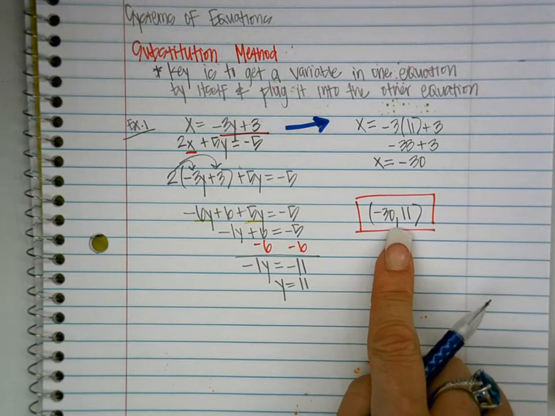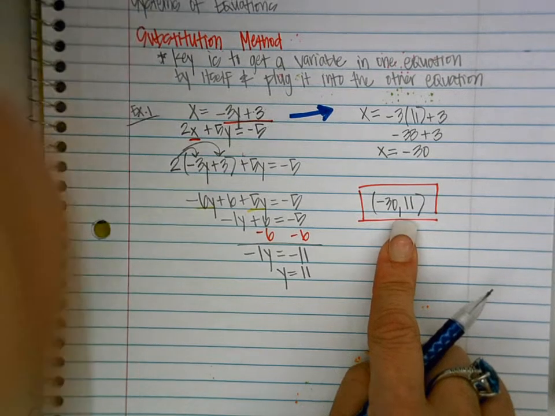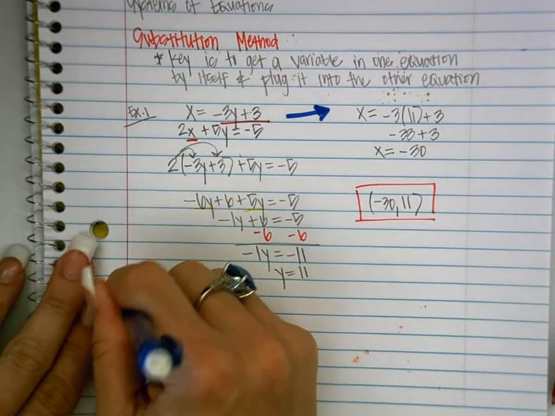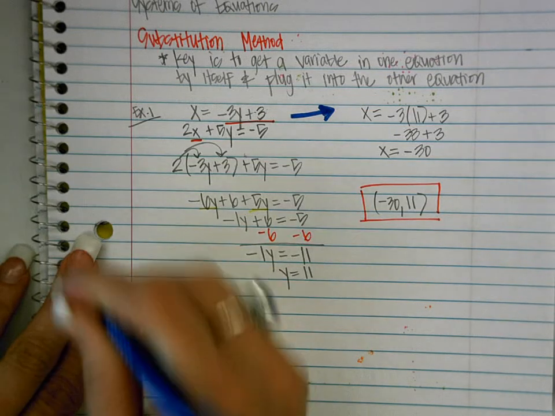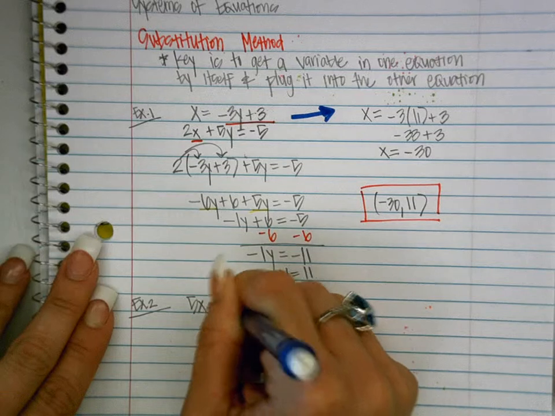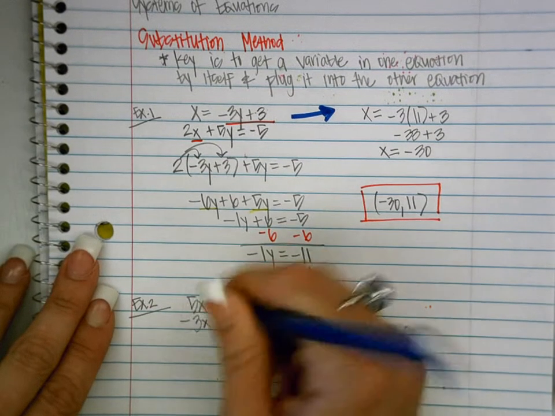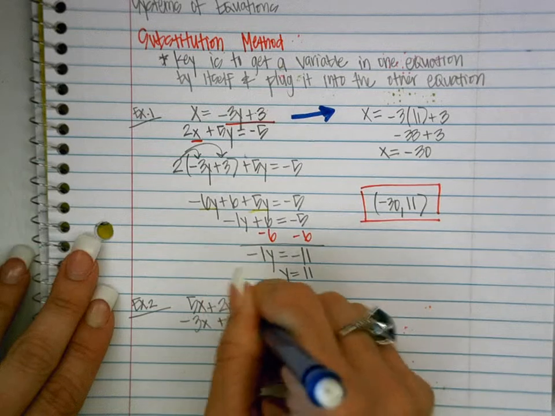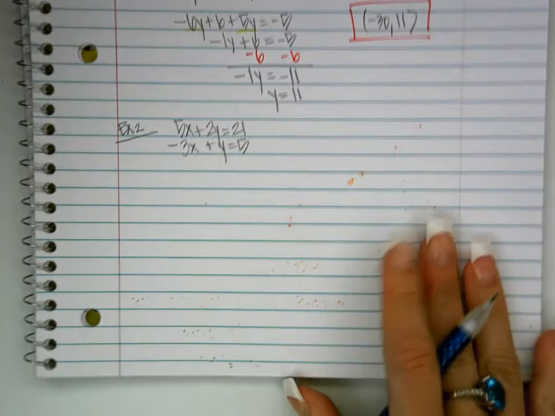So usually it's a little bit easier to do a different method other than graphing when you're figuring out where these cross. Try another one. For number 2, again, I would like to use the substitution method to solve the system 5x plus 2y equals 21 and negative 3x plus y equals 5.